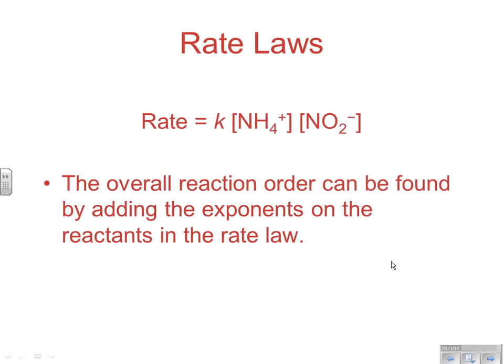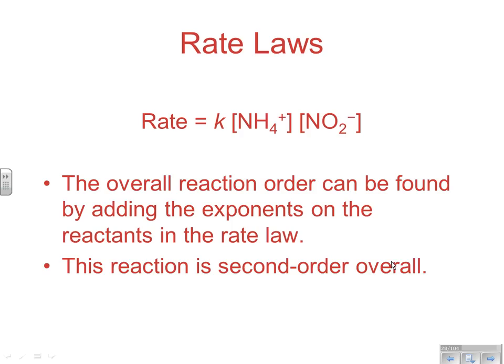Now, the overall reaction order is really the sum of the individual exponents. So while this reaction was first order with respect to NH4 and first order with respect to NO2 minus, the overall, the total order, would be a second order reaction. So it's first order with respect to these two, second order overall. So be careful when you're talking about reactant orders. It's either looking at the exponents of the individual reactants, or it's looking at the overall exponents. In this case, they would have an overall order of 2.